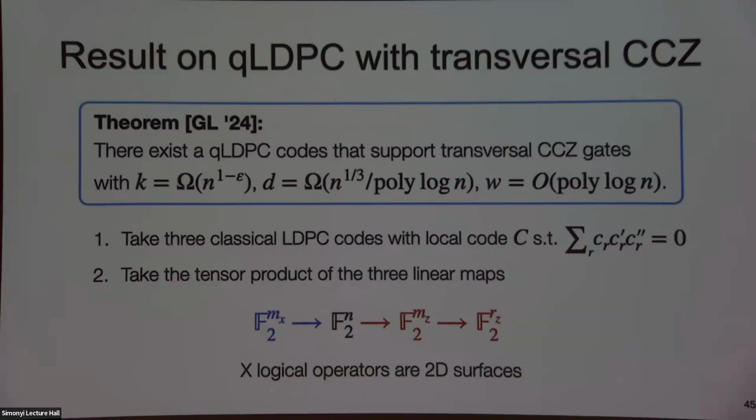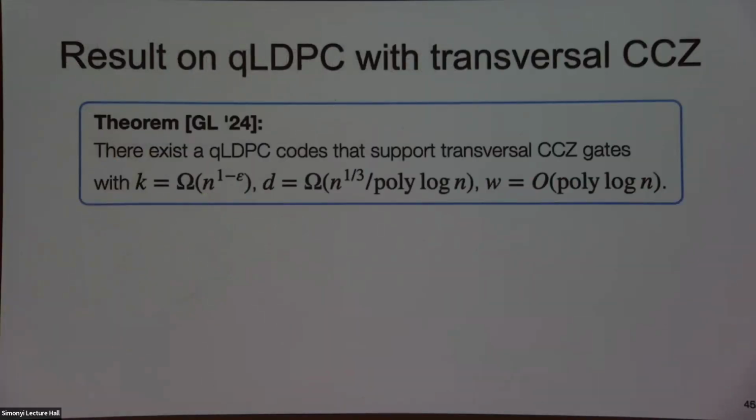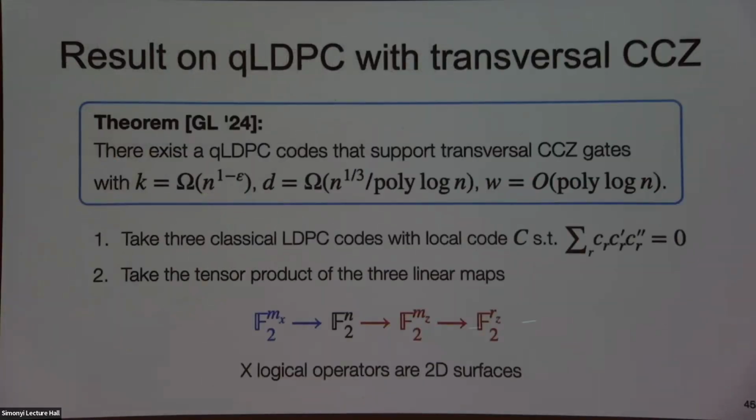There is actually a funny challenge in this problem. What is the requirement on the local codes? We take three classical LDPC codes with some properties. So let me say the property. You take three code words from your code, you take their entry-wise product, and you add up the results, and you want it to be 0.